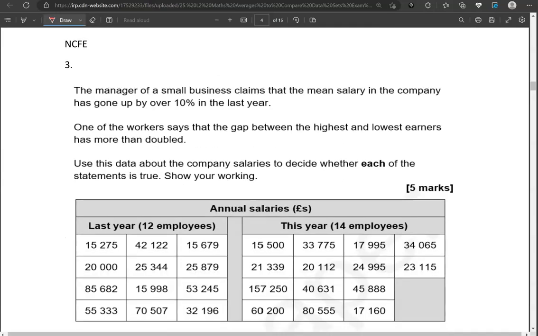The manager of a small business claims that the mean salary in the company has gone up by over 10% in the last year. One of the workers says that the gap between the highest and lowest earners has more than doubled. Use this data about the company salaries to decide whether each of the statements is true. Show your working.